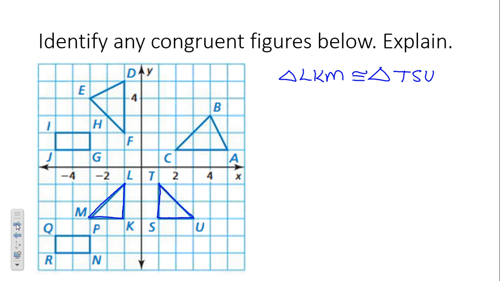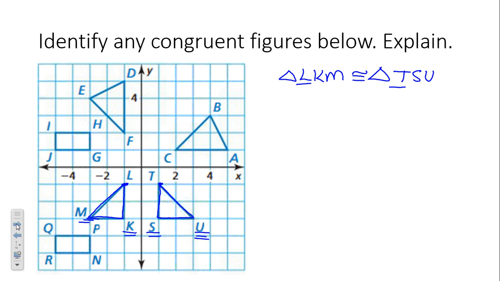Okay. This is a reflection, so we want to make sure that we talk about L and T. If we say L first, we have to say T first. If we say K second, then we have to say S second, because that's the corresponding point in that reflection. And if we say M third, then we have to say U third, because the order matters. Are you okay with that? Okay, so that was one triangle.